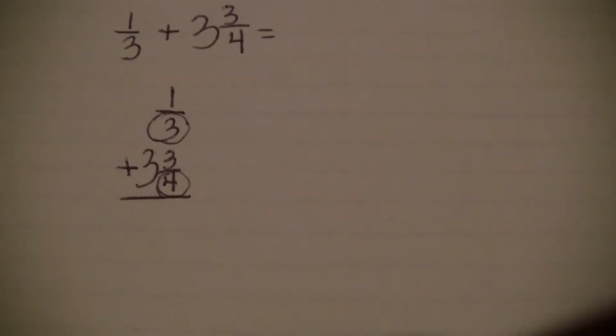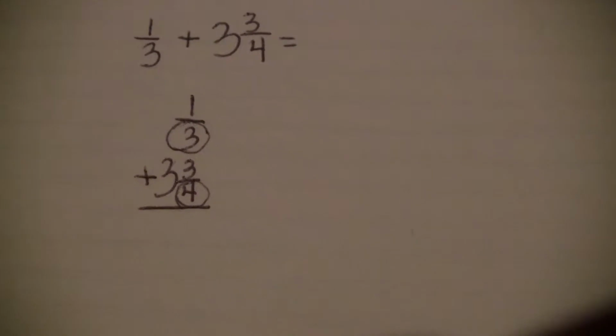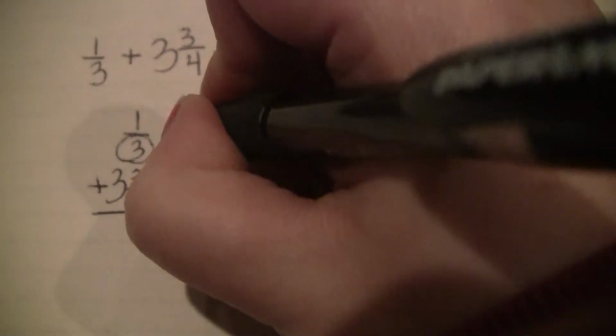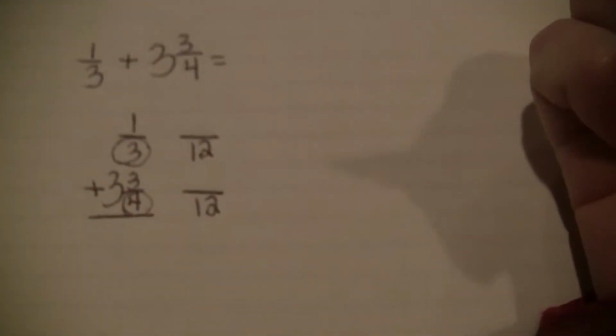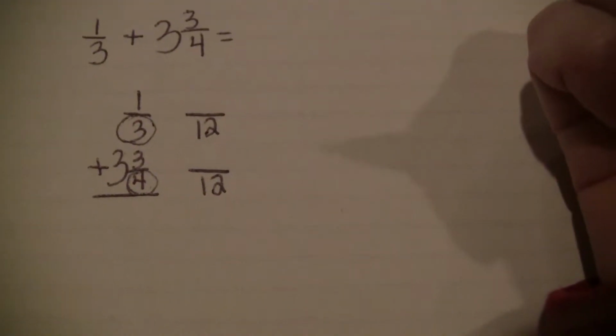I think, what can 3 go into that 4 can also go into? I can find that by multiplying them together. 3 times 4 is 12, so that I know that 3 can go into 12, and I know that 4 can go into 12. So those are going to be my common denominators.